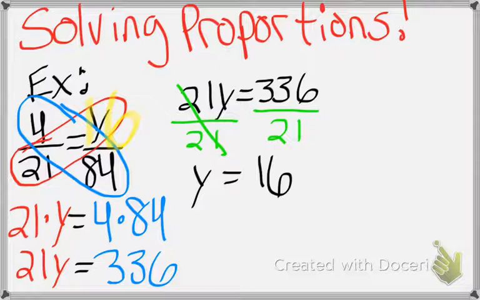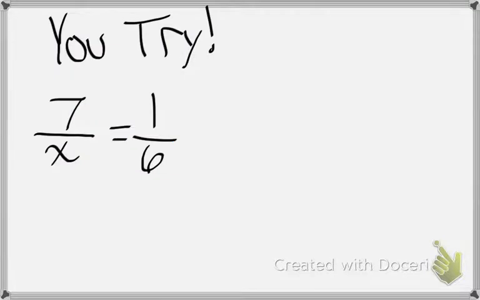So now we're going to do an example where you're going to do this yourself. So you try this one. Use the cross product property to solve this one. Now press pause and give it a shot. Alright, hit pause.